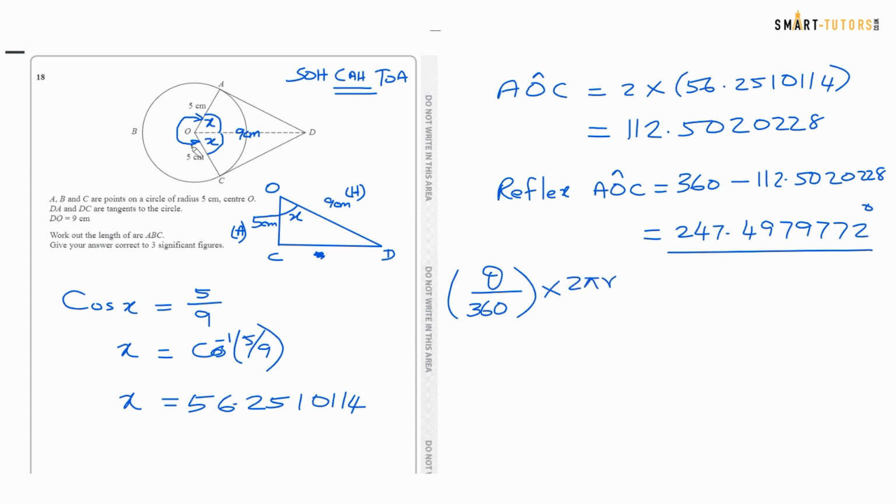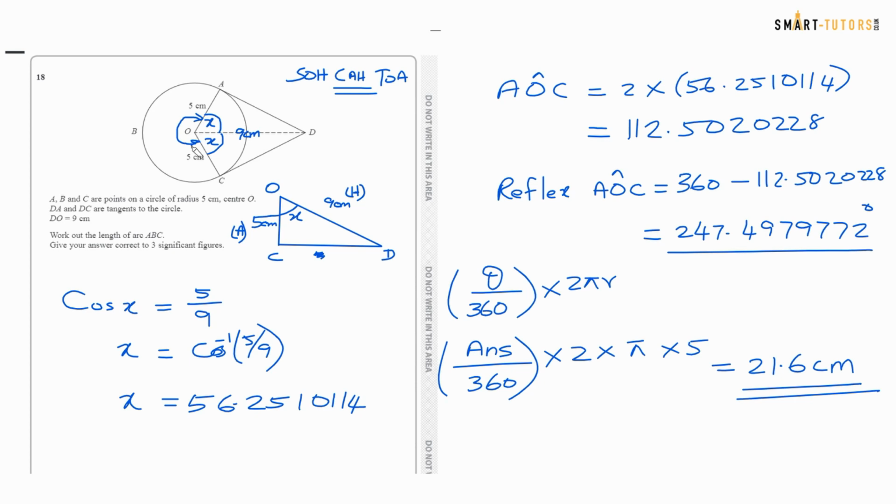So now we have an equation of the arc length. Arc length, the equation is theta over 360 times 2 pi r. So theta is the answer over 360 times 2 times pi times r, r is 5 centimeter. So if you do the operation in the calculator and round up to 3 significant figure, you'll get 21.6 centimeter. That is our final answer for question number 18.